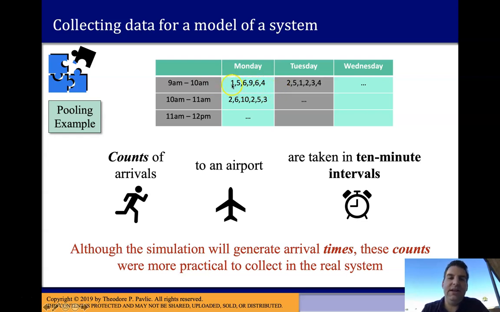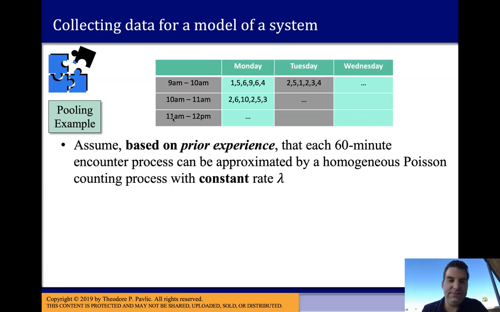In this 10-minute interval, I only got 1 arrival. This one, I got 5. The next 10 minutes going into the half hour, I got 6, and so on. So I have all these 6 counts spanning the 60 minutes from 9 a.m. to 10 a.m. on a Monday. And I could do that on a Tuesday, a Wednesday, and so on. I could do that for the 10 a.m. hour as well, the 11 a.m. hour, etc. So these are counts in groups of these 10-minute intervals.